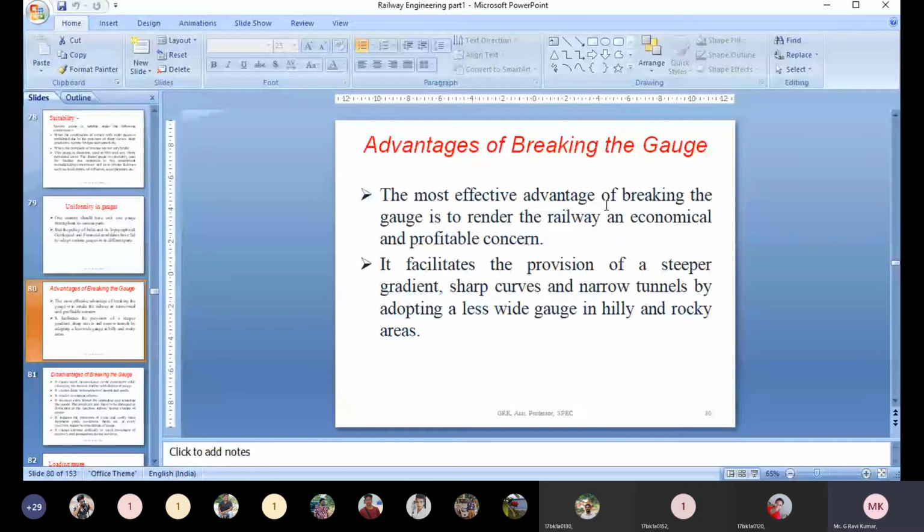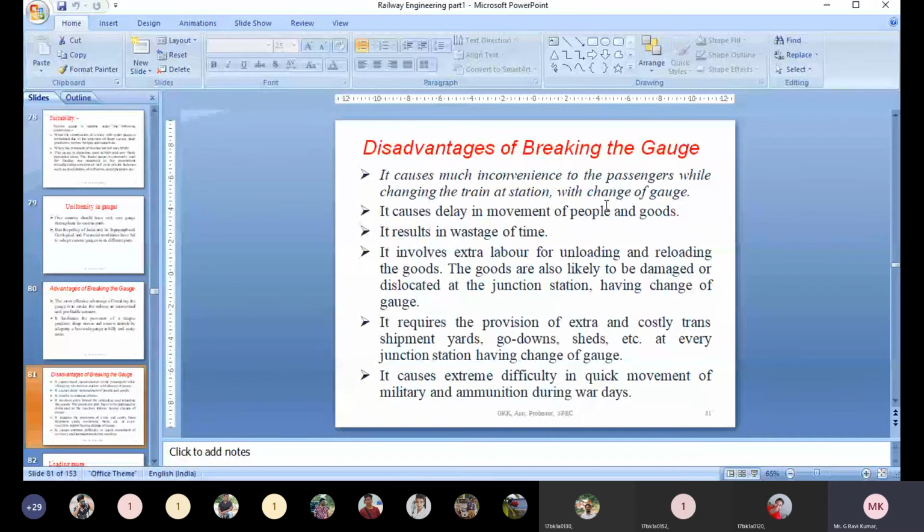And coming to the disadvantages of breaking of gauge, this is the most important thing we should know. Breaking of gauge can cause much inconvenience to passengers while changing trains at a station. It means a single train cannot travel on different gauges. Understand? If the train is designed for broad gauge, it can only travel on broad gauge. If it is designed for meter gauge, it can only travel on meter gauge. So if the gauge of a track changes, passengers also need to change trains at that point. So it causes inconvenience to passengers.